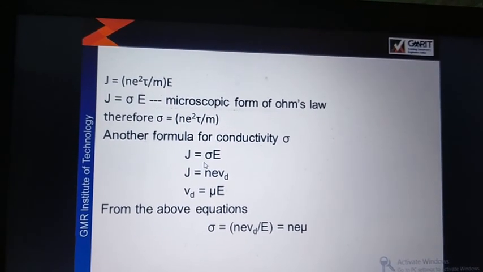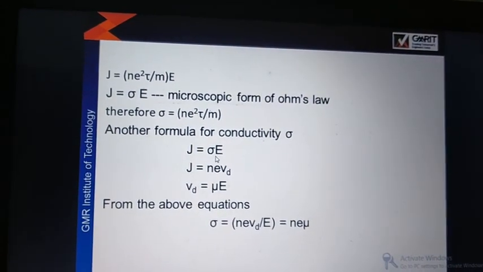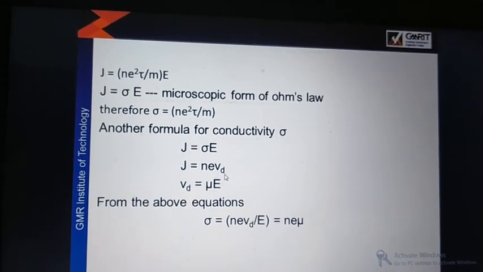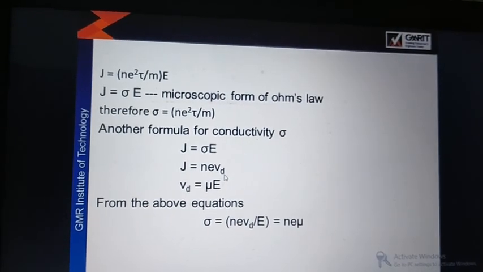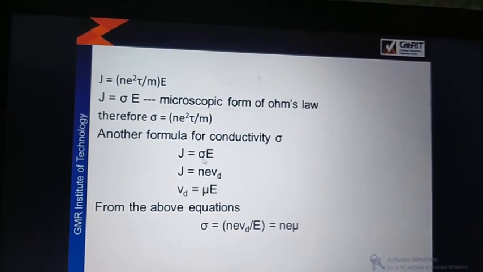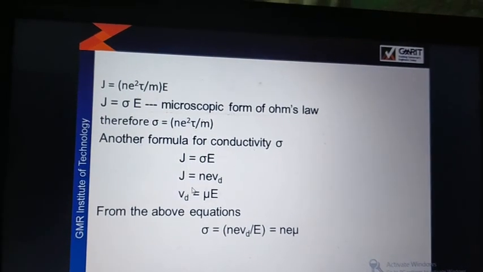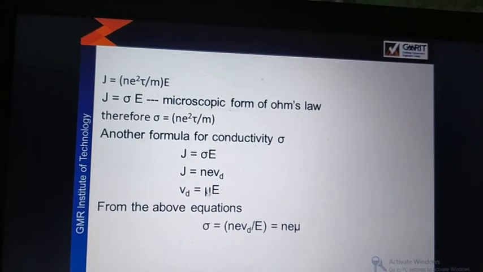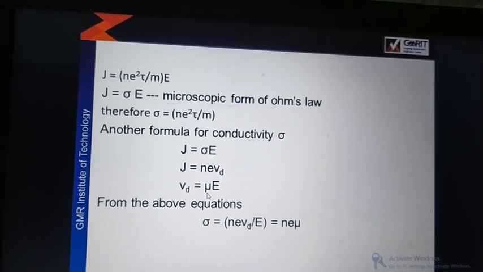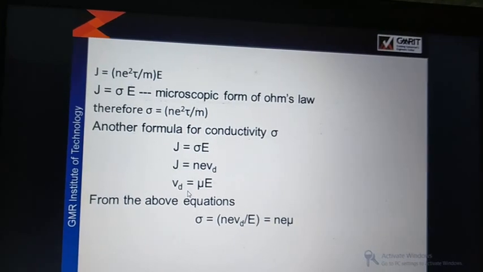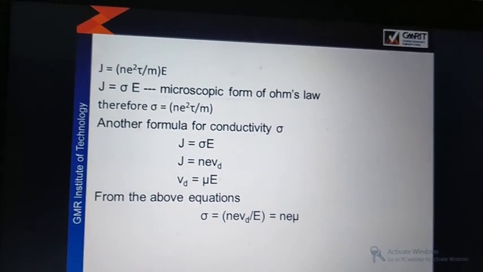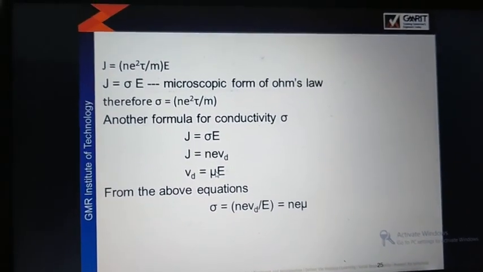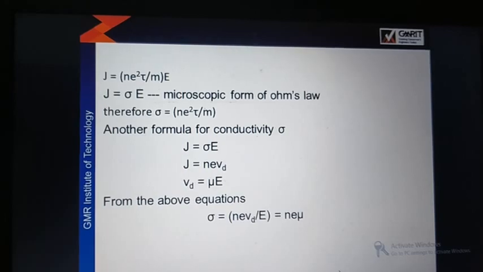Another formula for conductivity: J is equal to sigma E, and J is equal to NeVd. Okay, so this is the formula we got. But we can define drift velocity as Vd is equal to mu E. What is Vd? Drift velocity, the velocity gained by the electron. Here I am introducing a new term, which is mu. Mu is the mobility of the electrons.